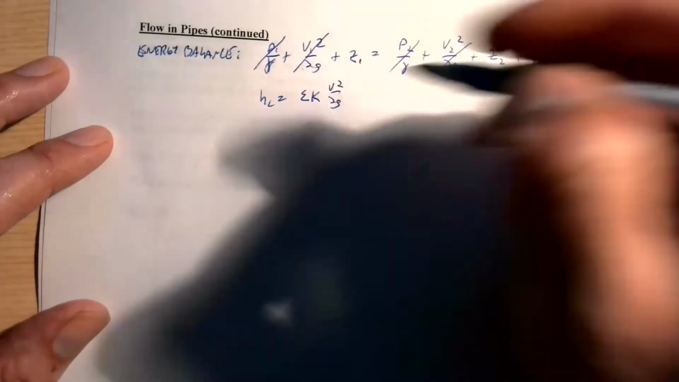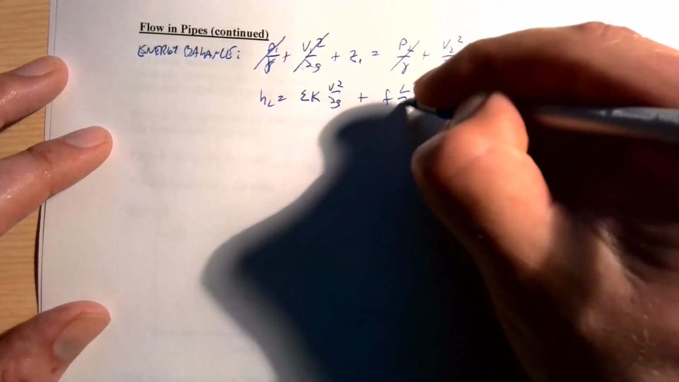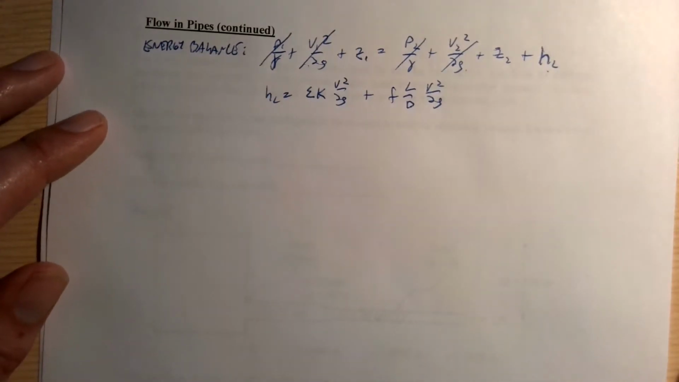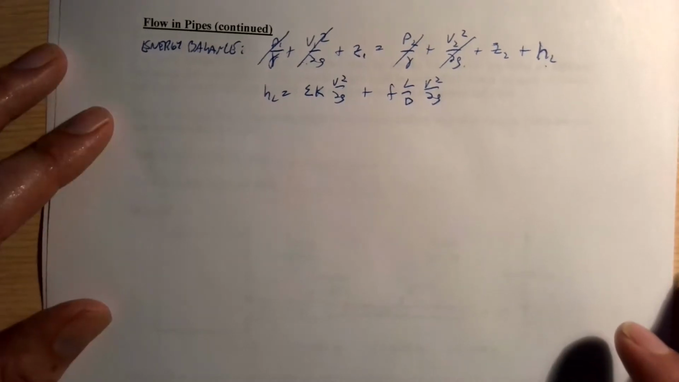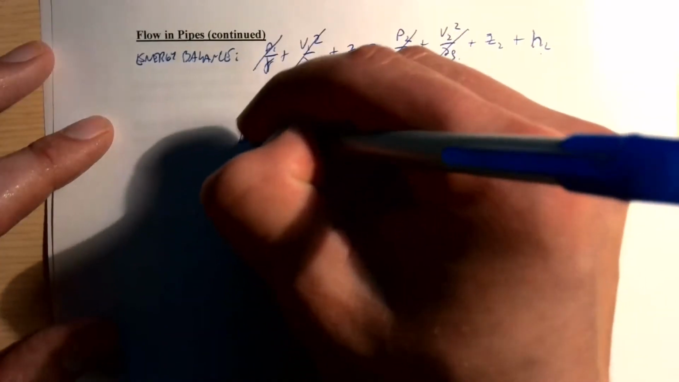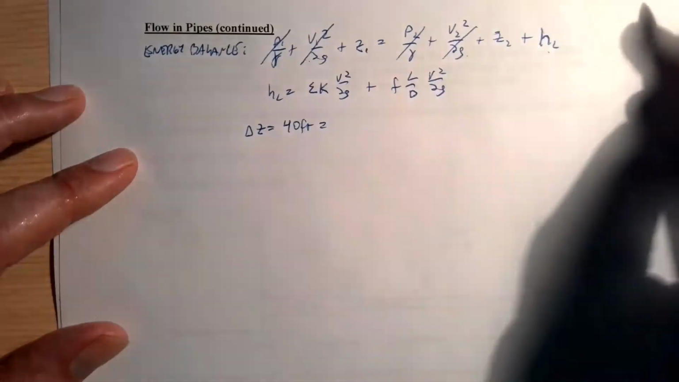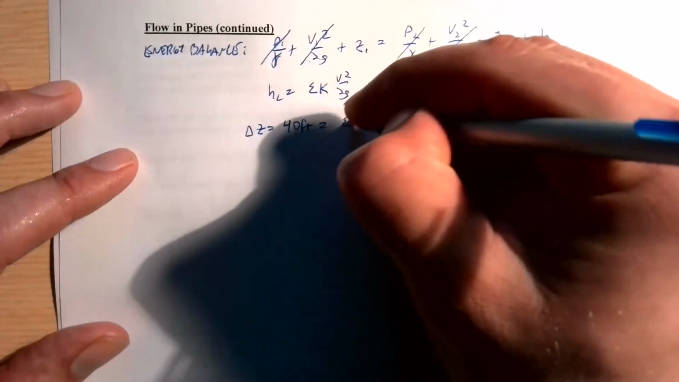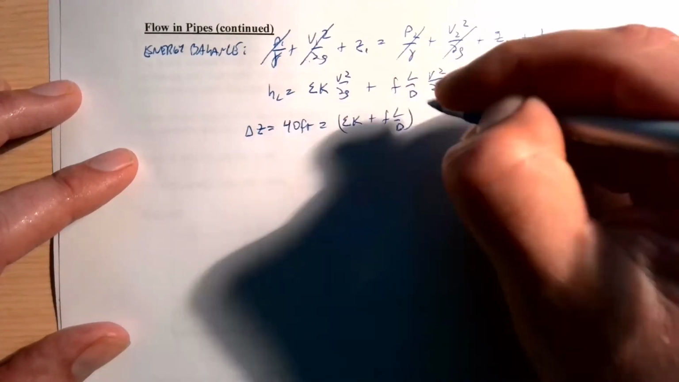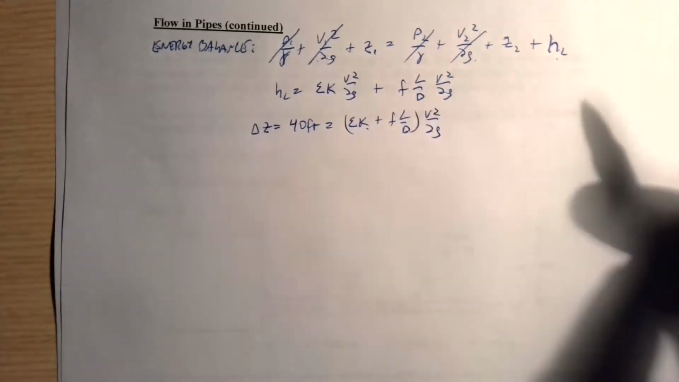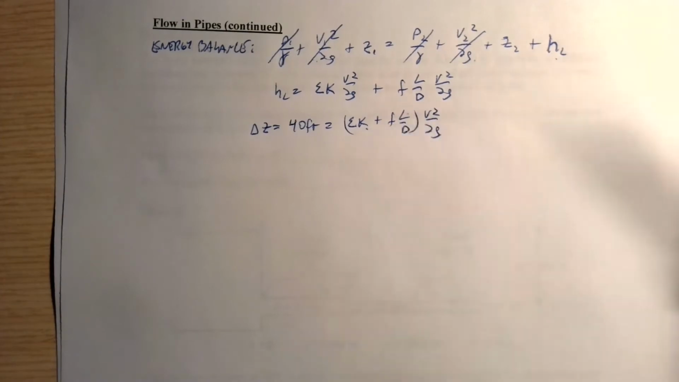So all of our minor loss coefficients are going to be multiplied by V squared over 2g, V being the V in the pipe. And then we're going to have our Darcy-Weisbach friction losses, f L over D times V squared over 2g. So we have both of them. Delta Z, which is 40 feet between one point and another, has got to be equal to the sum of the K's plus f L over D, times V squared over 2g. Now we've got something we can work with, and we know some of the K's, and we know g, and we know L, and we know D, so we just need f.